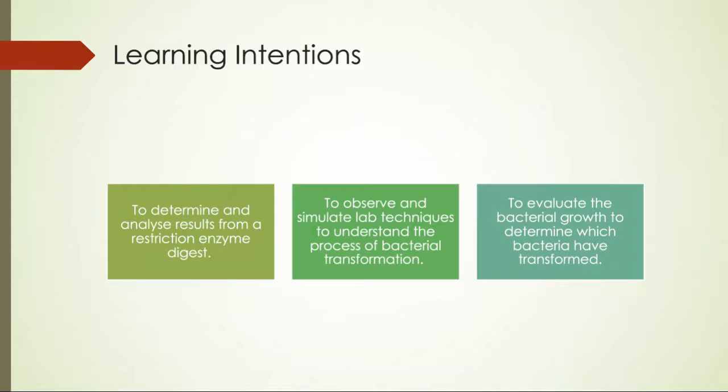So here are our learning intentions for today. The first thing is we want to determine and analyse the results of a restriction digest, so a restriction enzyme, and we're going to be using EcoR1. And the really cool thing is when you're actually doing this practice, you can do this at the start or you can do it at the end. So there are lots of different ways you can do it. The next thing we're going to be doing is observing, and you guys will also be doing it virtually, lab techniques related to bacterial transformation. The last thing is we're going to observe and evaluate those particular growths to actually determine which bacteria have transformed.